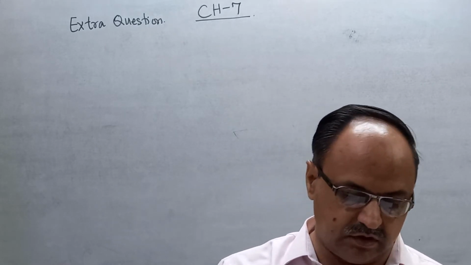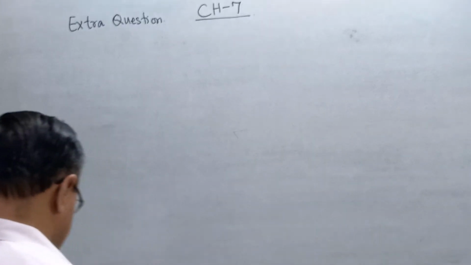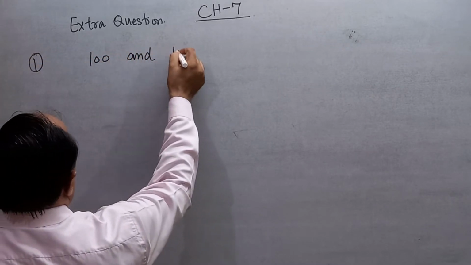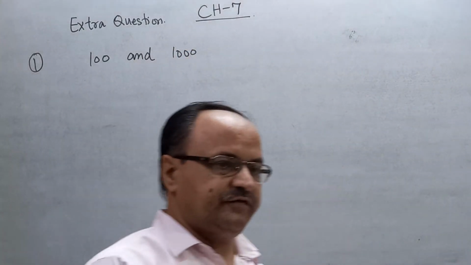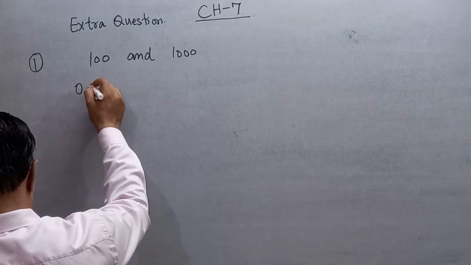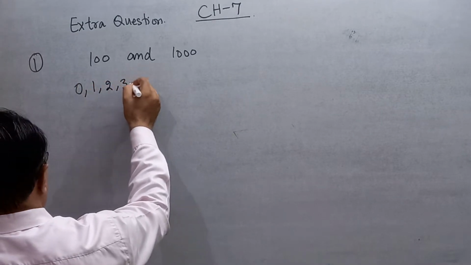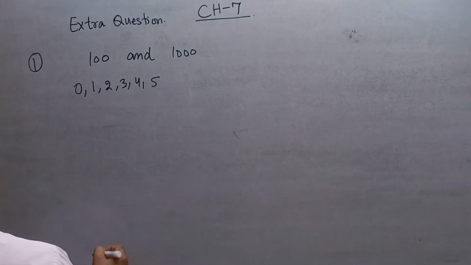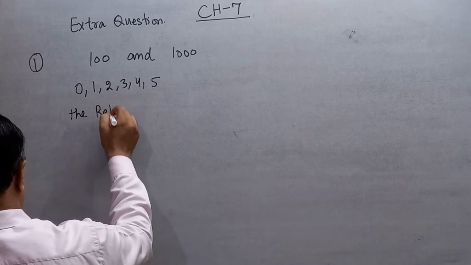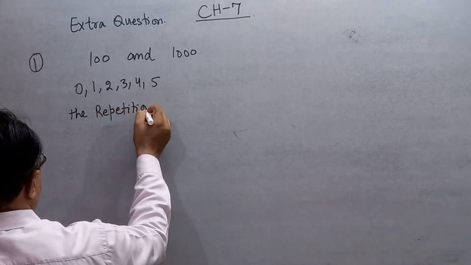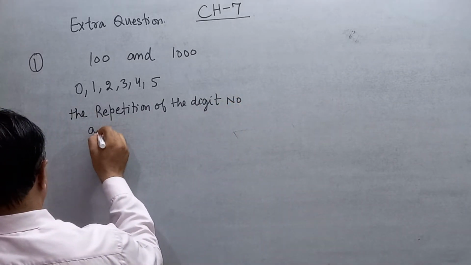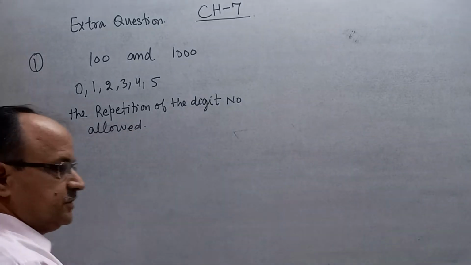Question number one: how many numbers lying between 100 and 1000 can be formed with the help of 0, 1, 2, 3, 4, 5, if the repetition of digits is not allowed. This is the question.